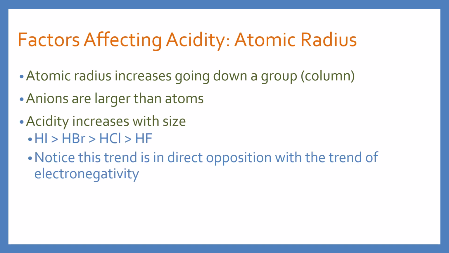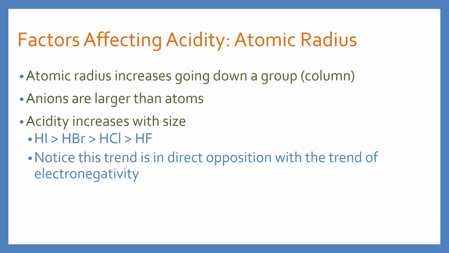Now, this next trend does something kind of opposite of our previous trend. In our previous trend, we saw that moving across a period, or across a row of the periodic table, we would see an increase in acidity as electronegativity increases. But acidity also increases as atomic radius increases, and atomic radius increases going down a group.